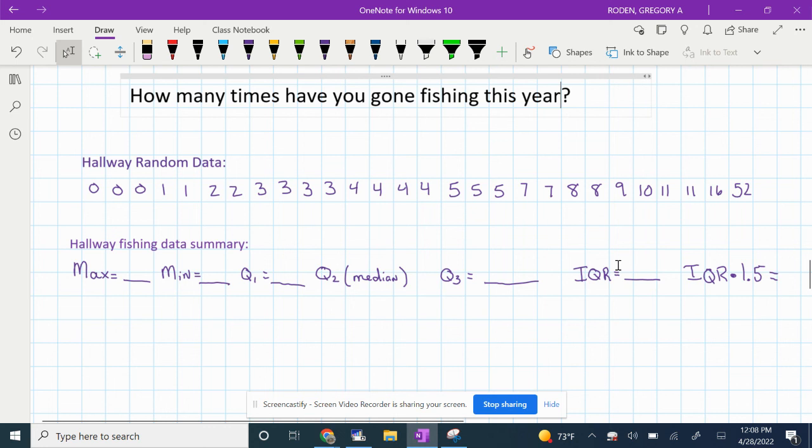I put the data in order from least to greatest. And so here is the data that I asked random kids in the hallway. How many times have you gone fishing this year? And that's the data that I got, if you can see that.